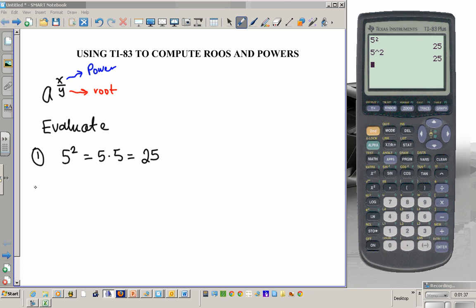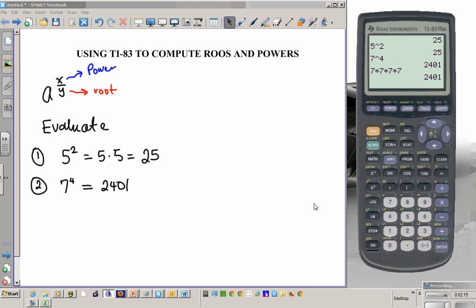Now, let's do the fourth power. Let's say we wanted to do 7 to the fourth power. We know this is 7 times 7 times 7 times 7. There is no convenient fourth power button, only squares since that's a common operation. So we go 7 caret 4, and that gives you 2,401. If you want to check my answer, you can go 7 times 7 times 7 times 7. Bam, 2,401.